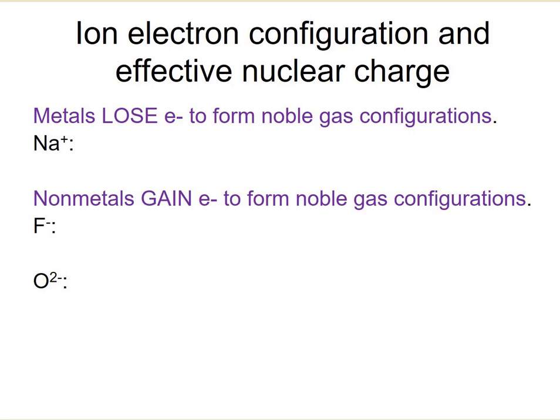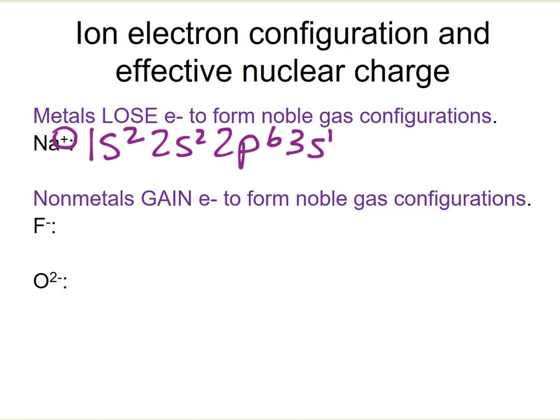Just as we can write an electron configuration for an atom, we can write an electron configuration for an ion. Metals lose electrons to form noble gas configurations. So when I look at a sodium atom, 1s2, 2s2, 2p6, 3s1, how I get this plus charge right there is it must have lost an electron. Electrons are lost from the outermost to the innermost, and so the outermost will have the highest number.